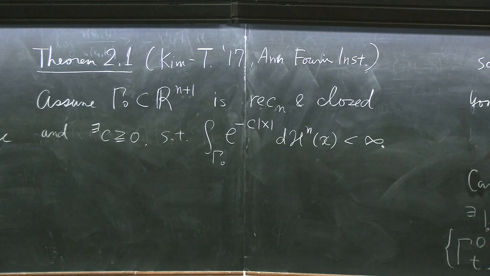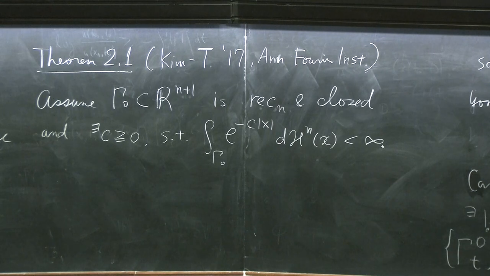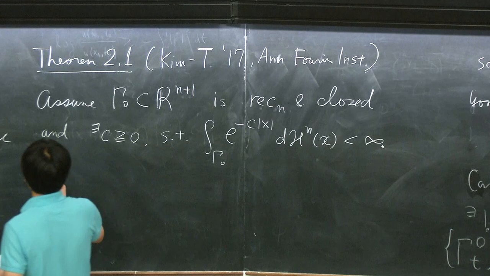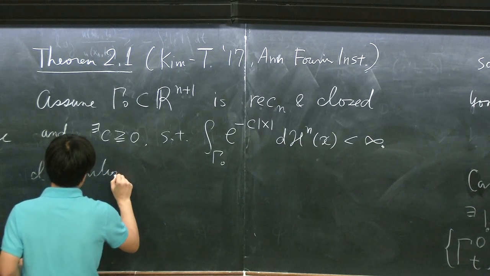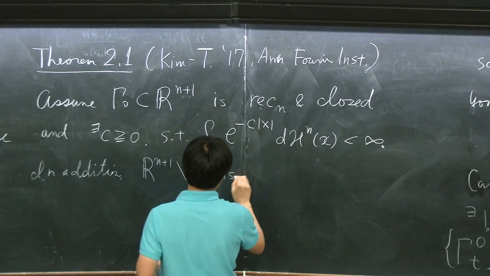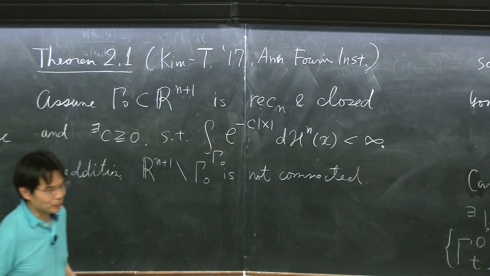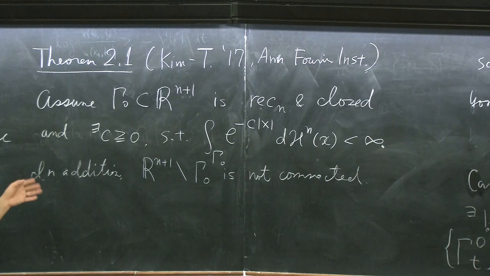Okay, so this is saying that my initial data is a closed set and also countably rectifiable. And the measure can grow, but at most exponentially. So that's the assumption. And also in addition, I assume that the complement is not connected. Okay, so that's not much of an assumption. I mean, I want there to be at least two components, okay.